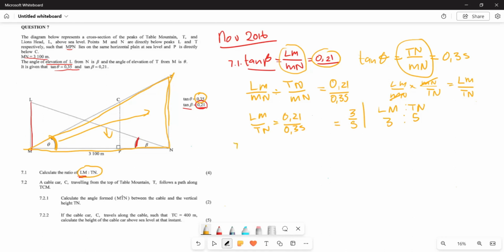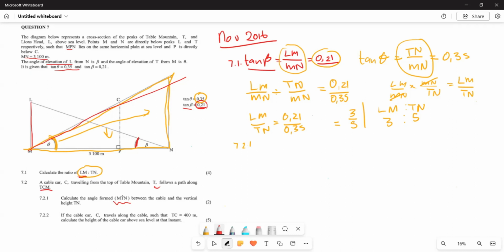Now let's look at 7.2.1. They say a cable car C travels from the top of the Table Mountain T following the path TCM, which is going to be this particular path, right? Now, what is it that they want us to do? They say calculate the angle formed at MTN between the cable and the vertical height TN.